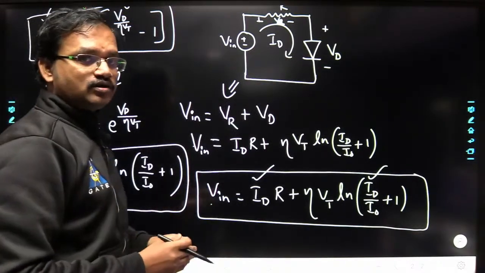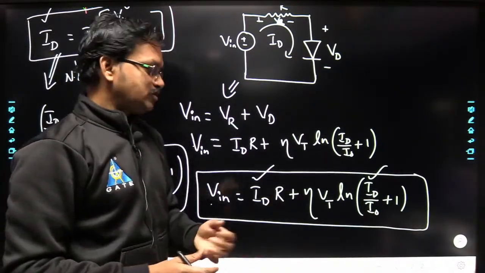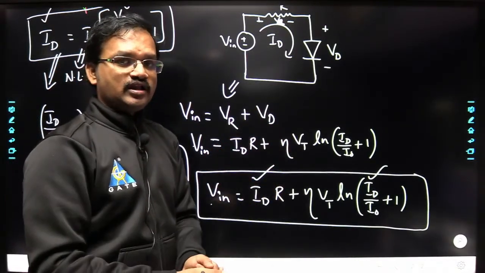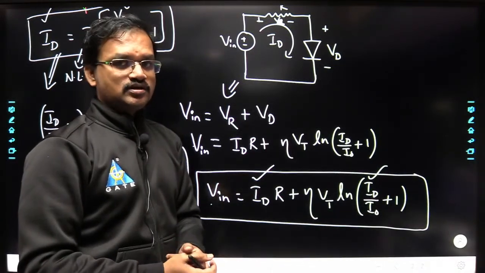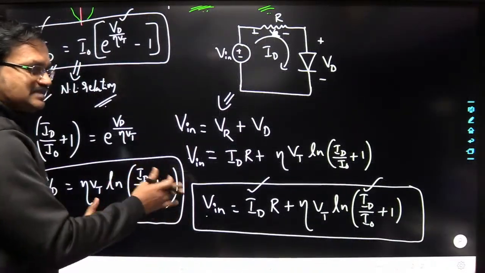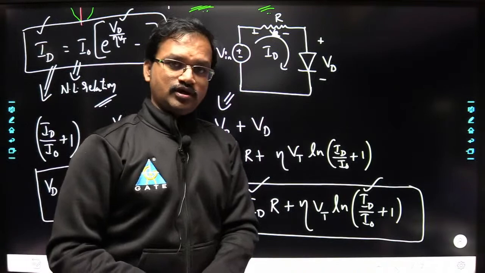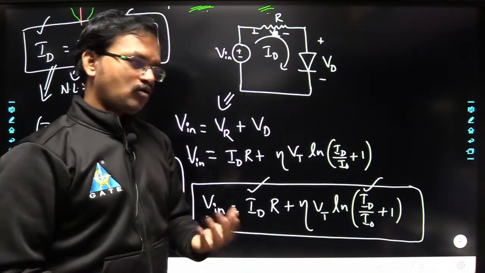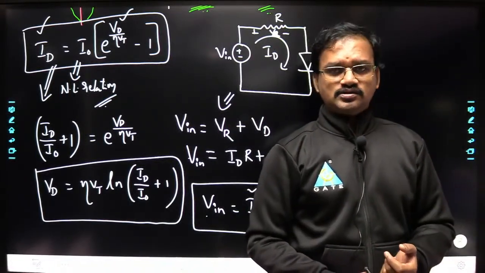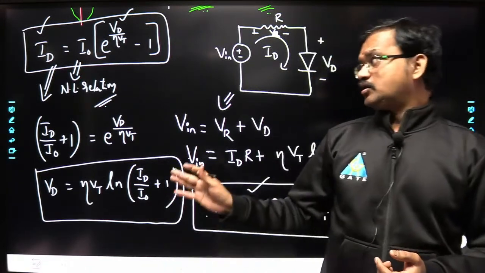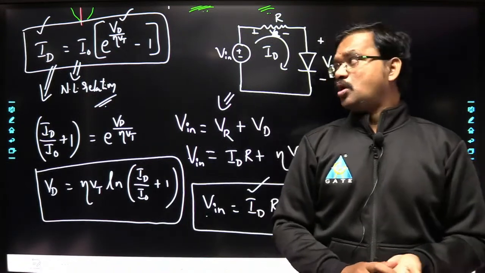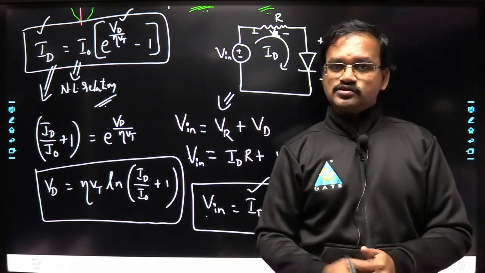If you have a circuit with multiple diodes, then you are going to get many nonlinear equations, and solving those nonlinear equations is a very difficult task. That's why we are not going to use this exact analysis to analyze the circuit. We are going to follow some approximate analysis to analyze circuits that involve diodes. What that approximate analysis is, we are going to see now.